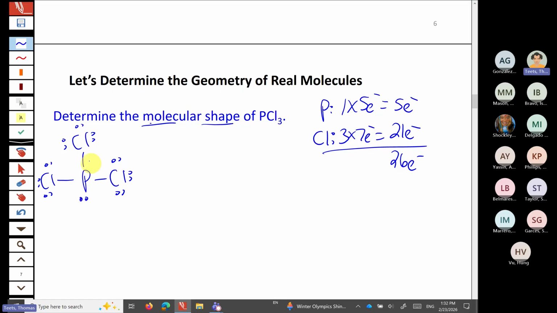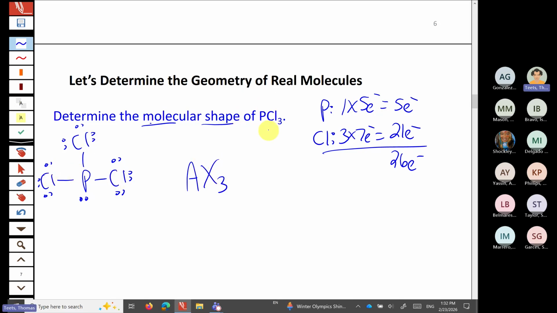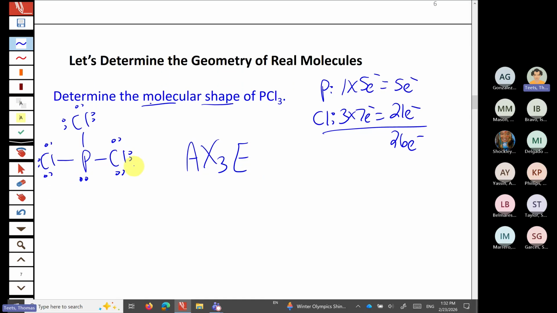So then from there, we just have to classify the geometry using the AXE notation. Center atom, 3 outer atoms, so AX3, that you can tell from the formula, PCl3. But then the important part is we use the Lewis structure to tell us that there's also 1 lone pair in the center atom, AX3E. So because there's 4 total electron groups, the electron group arrangement would be tetrahedral. And then one of those four positions is a lone pair, doesn't matter which one. And that leaves PCl3 looking like this.